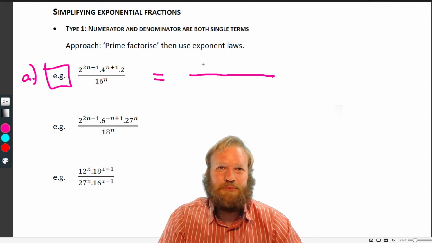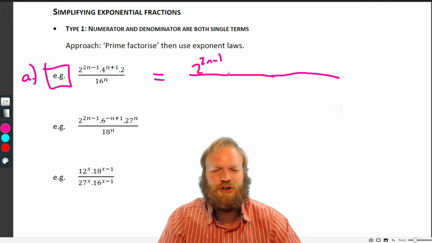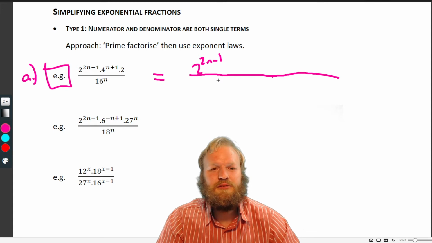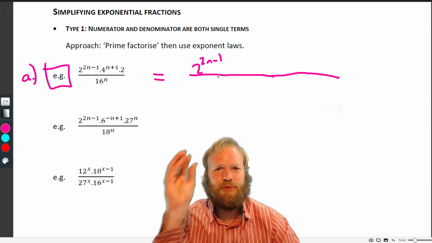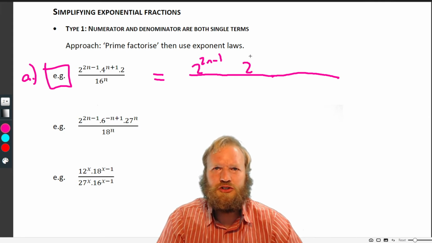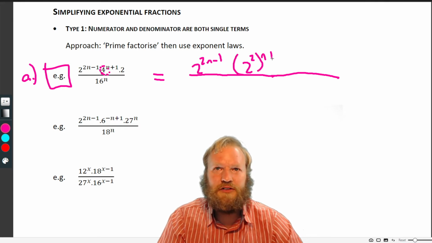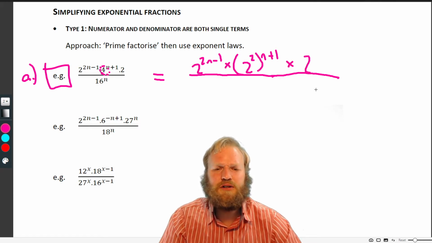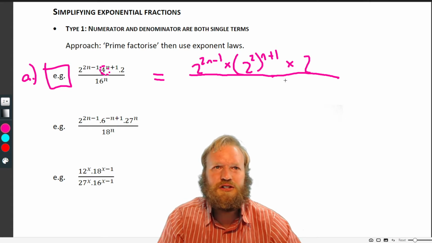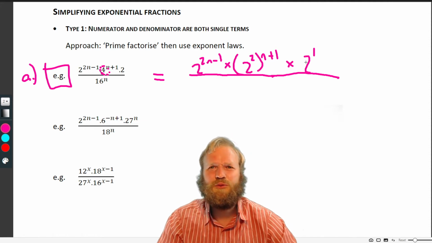So this is already a prime base, right? 2 to the 2n minus 1. Now, I'm going to give some more space here. 4 is certainly not a prime number. How could we write 4 as a prime base to the power of something? Well, 4 is just 2 squared, and we're raising that to the power of n plus 1, the whole thing. And 2 is just 2. I like to use multiplication signs instead of dots, otherwise it looks like comma 2. And 2 is 2 to the 1. Sometimes it's handy to put that 1 just in case.